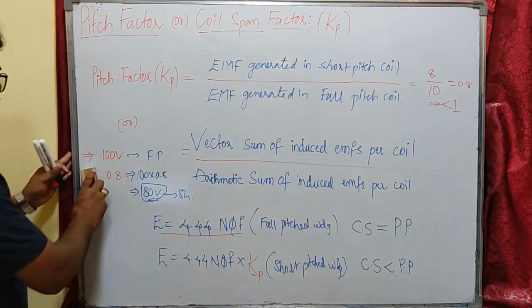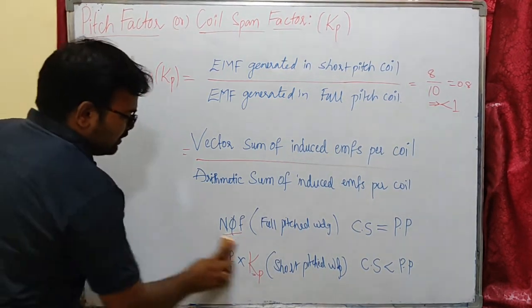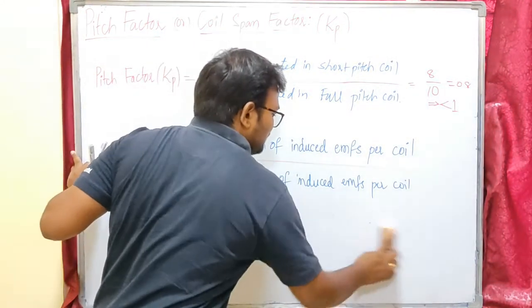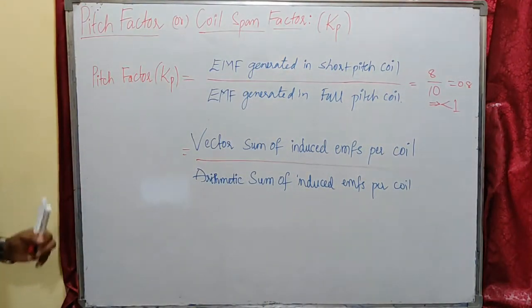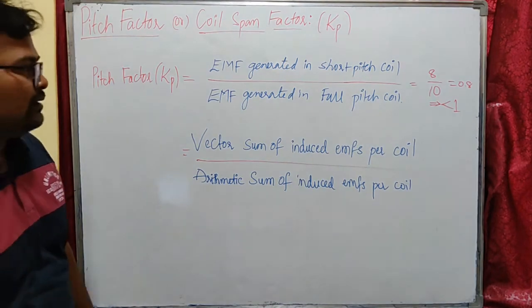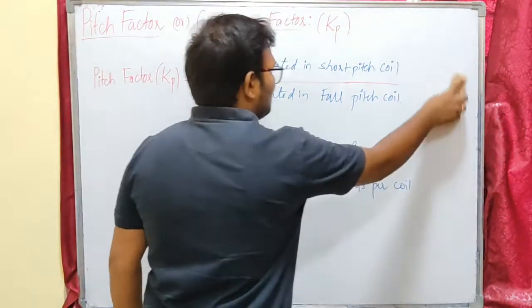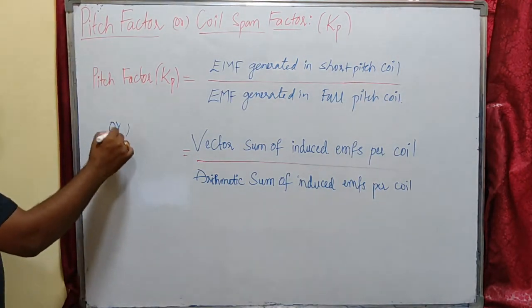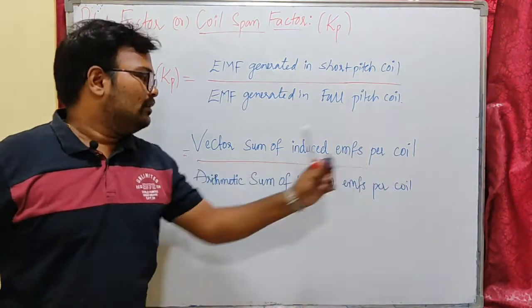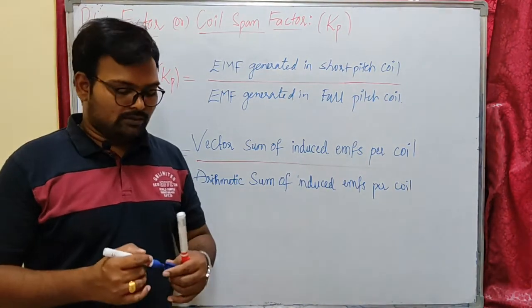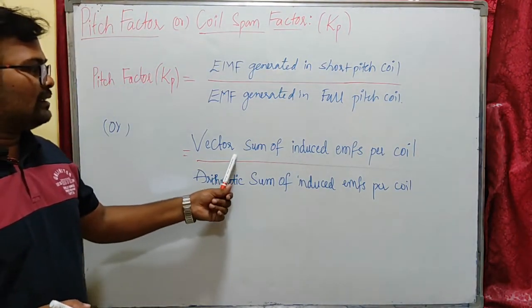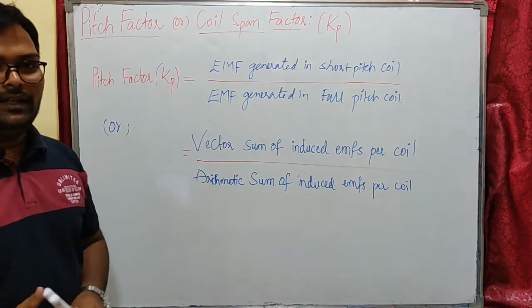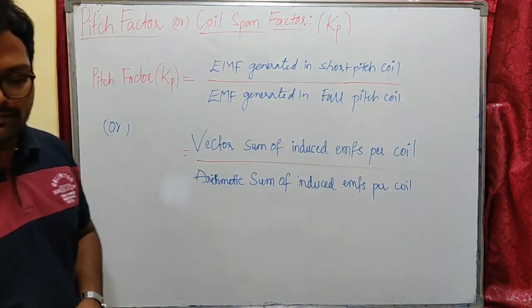Okay, so this is the idea, and you can see the definition for pitch factor here. The pitch factor definition is EMF generated in short pitch winding or short pitch coil by EMF generated in full pitch coil. Okay, this is the definition for our pitch factor, which is denoted by Kp. Okay, and it can also be expressed as vector sum of induced EMFs per coil by arithmetic sum of induced EMFs per coil. So this expression is considered for derivation of pitch factor. Okay, now let us derive the expression for pitch factor.